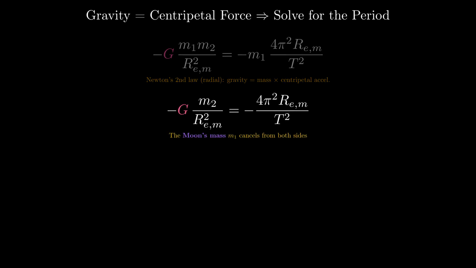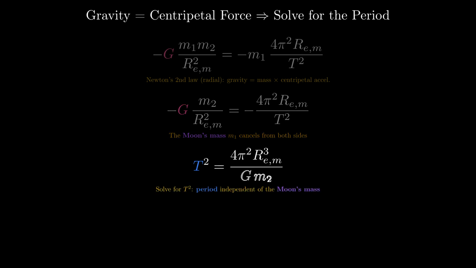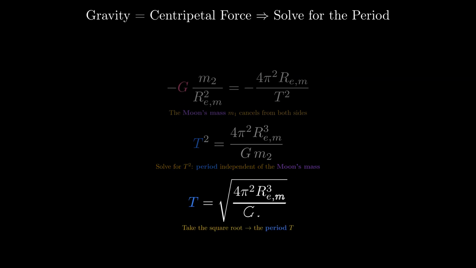The Moon's mass appears on both sides, so it cancels completely and the period will not depend on it at all. Rearranging, we isolate T squared as 4π²r³ over G times the Earth's mass. Taking the square root gives the period T equal to the square root of 4π²r³ divided by G times the Earth's mass.